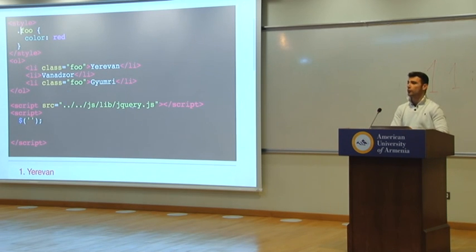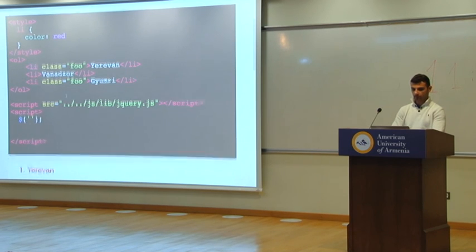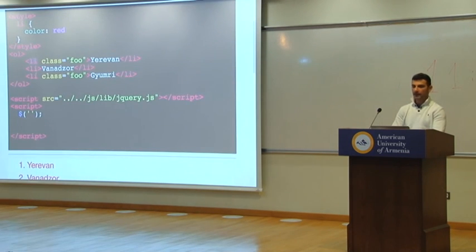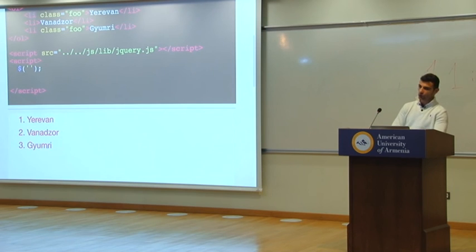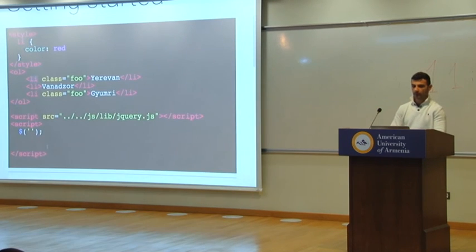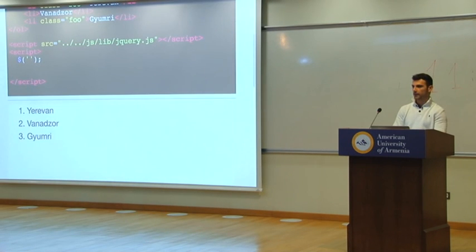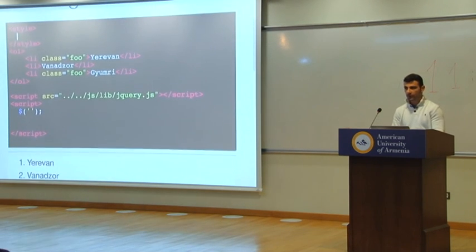So again, to review, if I want to select an element by name, what do I do? I write its name, so I write, say, li, which is the name of the element, right? And that selects everything that is an li and changes its font color to red, which is why I get Yerevan, Vanadzor, Gyumri as red. If I don't do that, by default, of course, it's the default color, which is black. With me so far? Good.